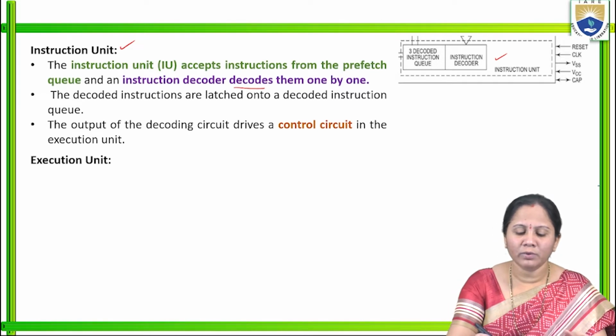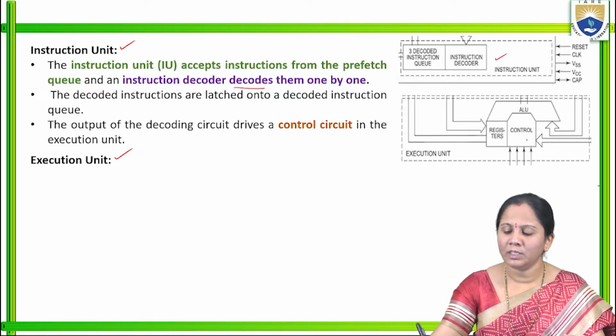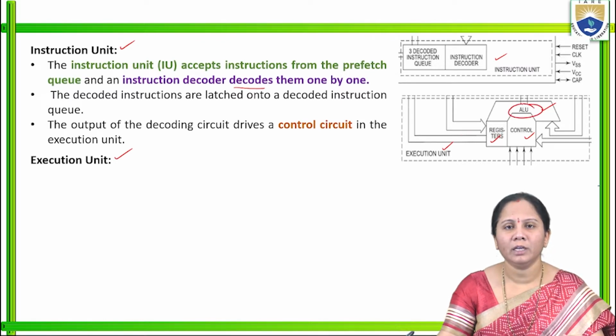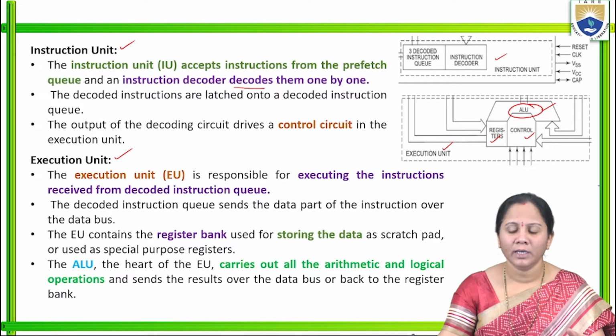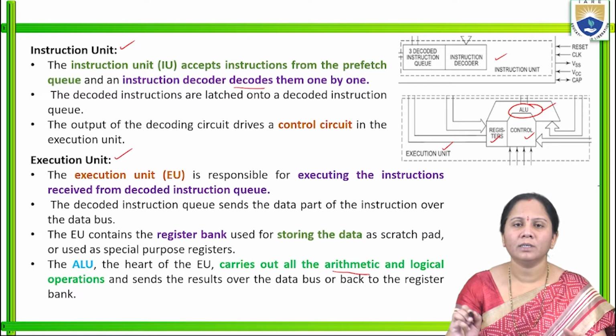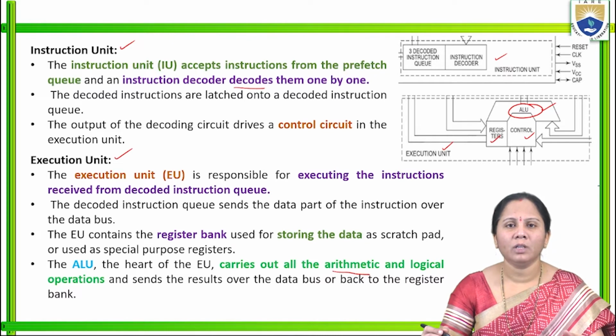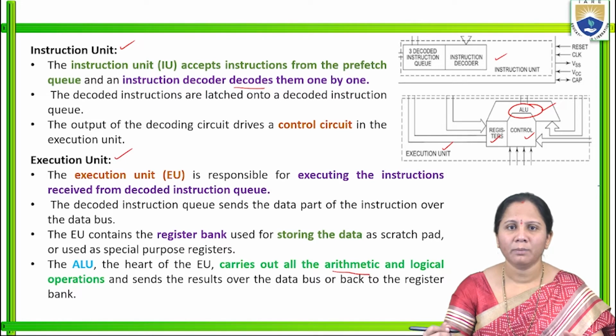And the 4th unit is the execution unit. Here all these are the blocks that are present in the execution unit. Mainly in the execution unit we have the ALU, and because of the ALU's presence, it is capable of performing all the arithmetic and logical operations. And these are all the 4 blocks that are present in the architecture of the 80286 Advanced Microprocessor.